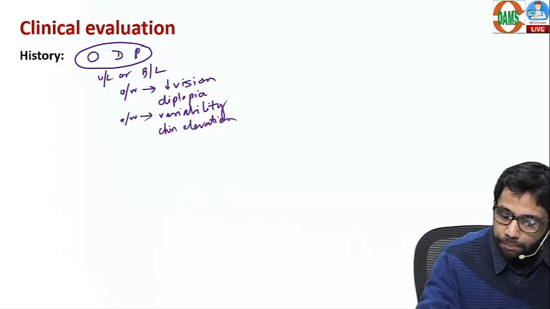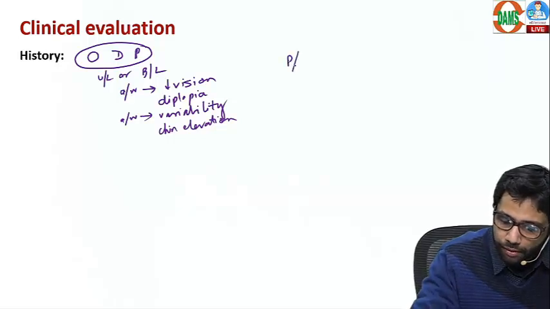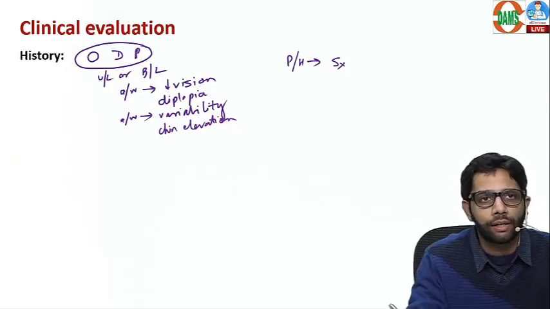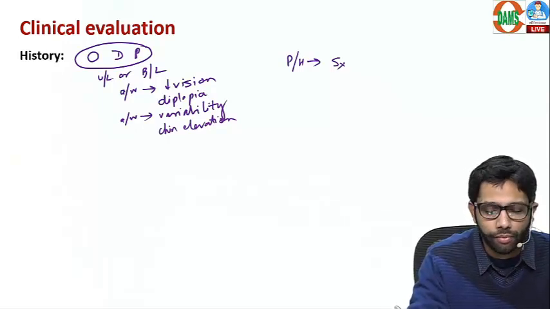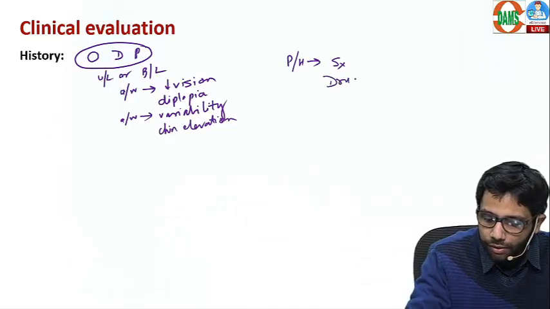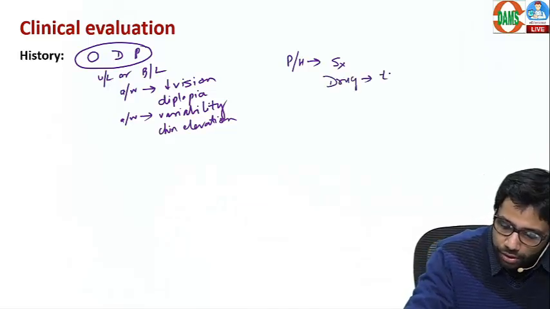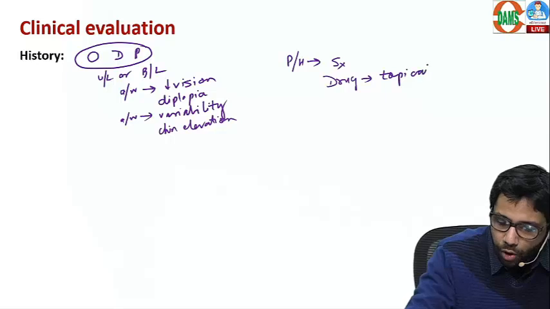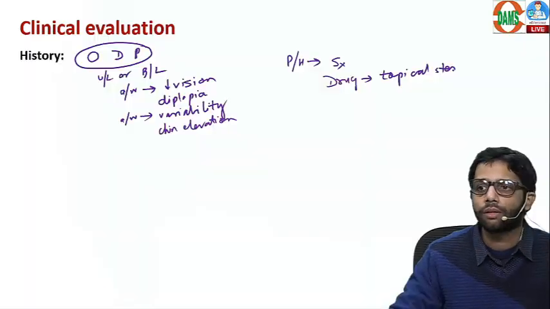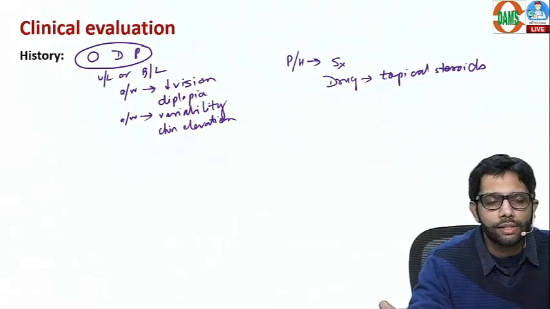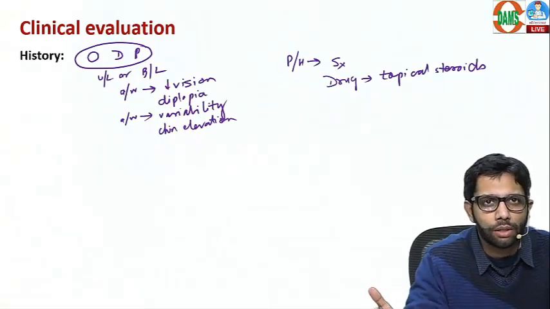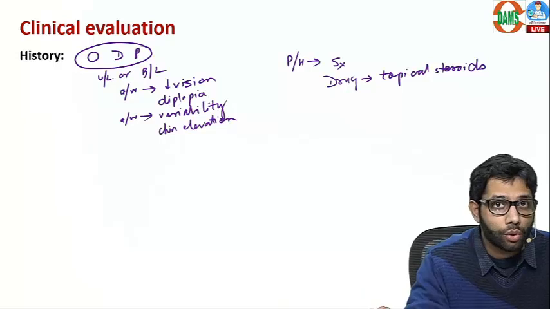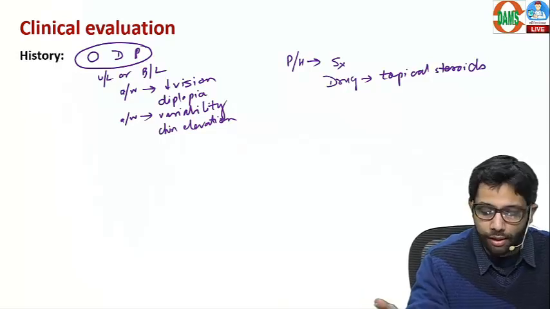Then any past history of any surgery done. Surgery can affect the levator aponeurosis. Any drug history. Now which drug can cause it? This is topical steroids. It is not seen frequently, it is a rare cause. But topical steroids, in the long term, can cause ptosis. Not oral steroids, topical steroids.